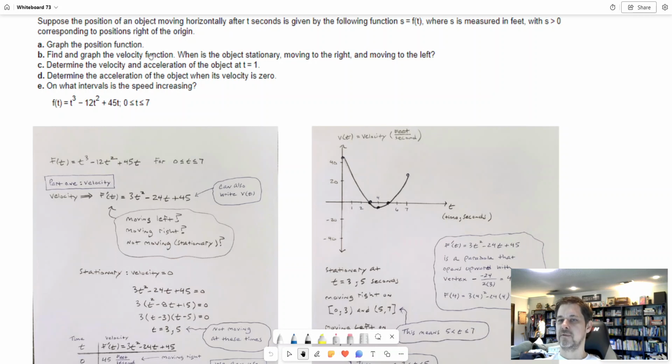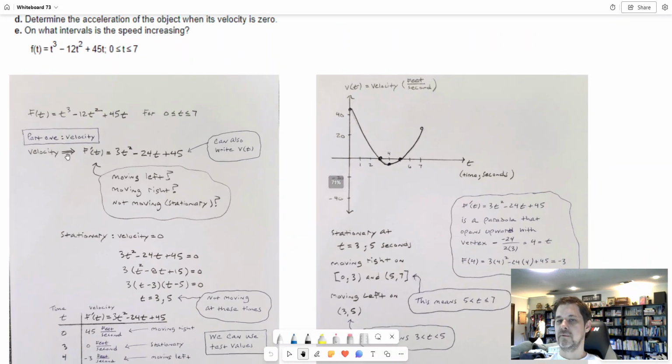I will talk more about the graph of the velocity and acceleration functions, but I'm going to skip part A. Part B, find and graph the velocity function. So here goes. The velocity, well, what did we say that was?